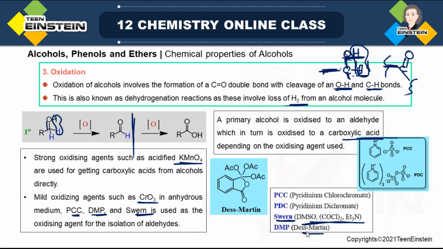We have also the structure of this. This is DMP, Dess-Martin, this is PCC, and this is PDC. So when you are using this type of reagent, you can stop the reaction at aldehyde, but if it is KMnO4, which is very strong, then you will get carboxylic acid.